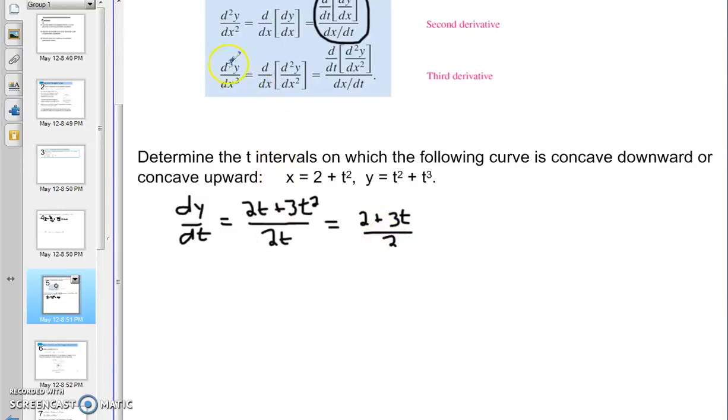Okay? Now if I go back here, the second derivative is the derivative of the first one with respect to x, or simply the derivative with respect to t of dy/dx, so that's what's going to go on top. So we're going to try that.